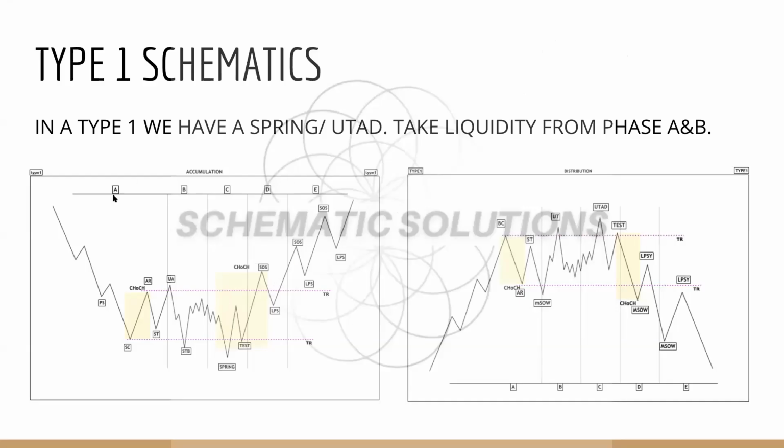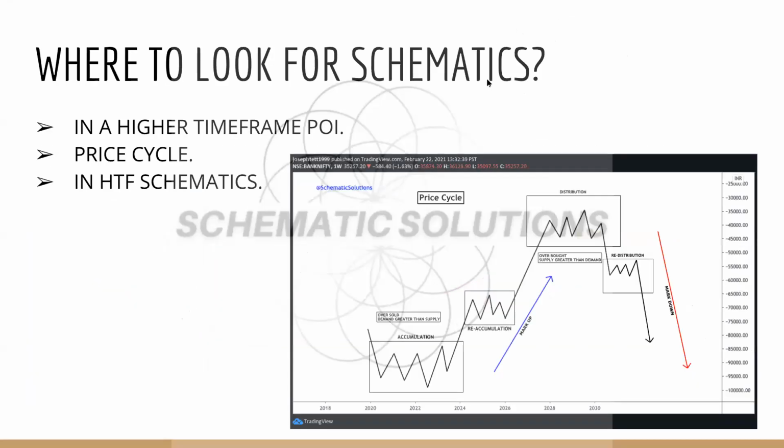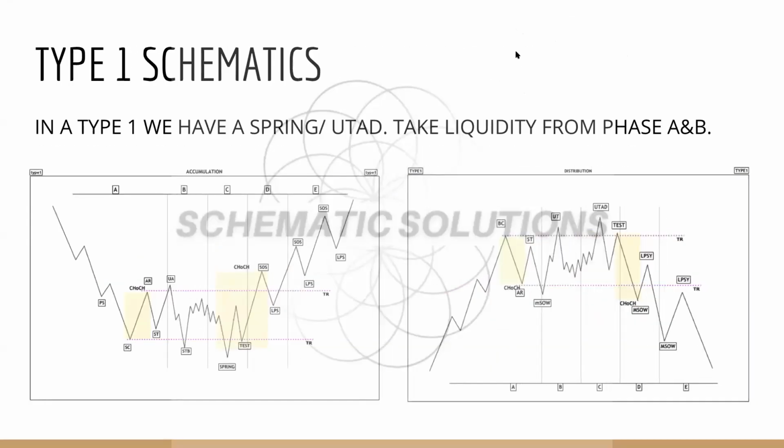Really understand, you don't have to have a perfect schematic. Sometimes they're not going to look like this. But all that matters is if you understand what your event should accomplish and they accomplish those events, then yeah, pull the trigger. Pull the trigger. So that is our type 1.